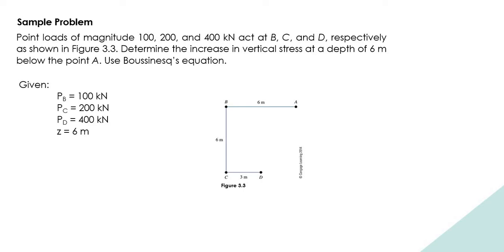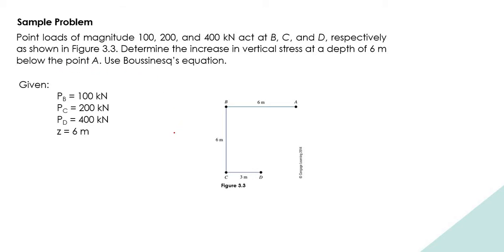Let us go over the sample problem. Point loads of magnitude 100, 200, and 400 kilonewton act at B, C, and D respectively as shown in figure 3.3. Determine the increase in the vertical stress at a depth of 6 meters below the point A.